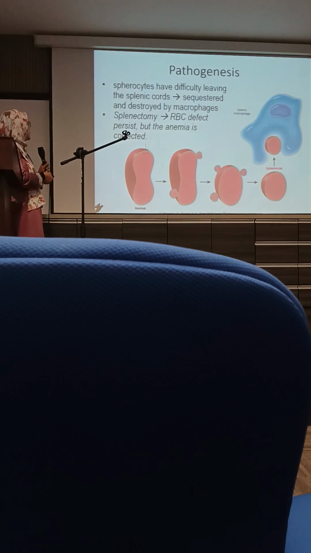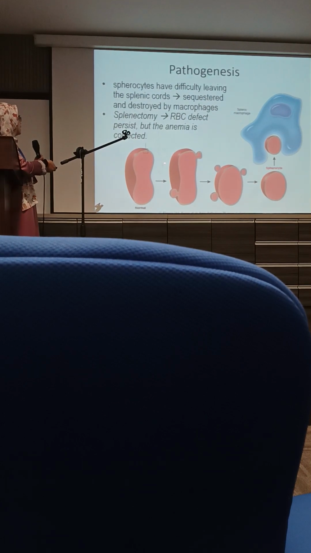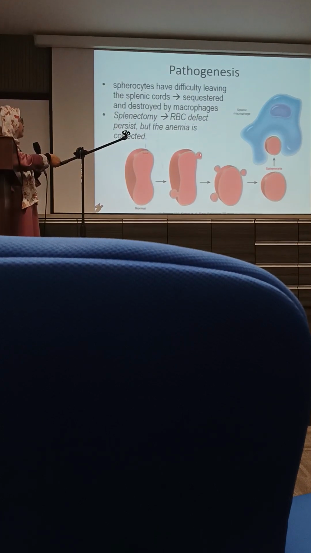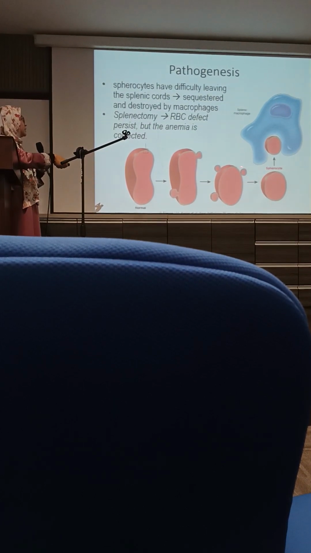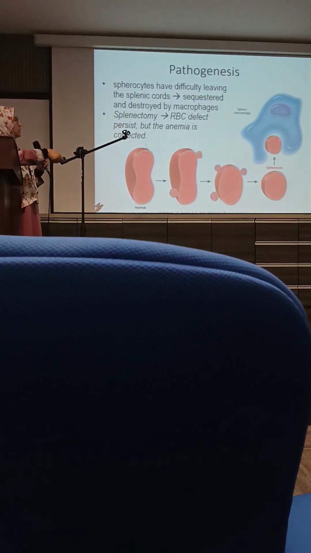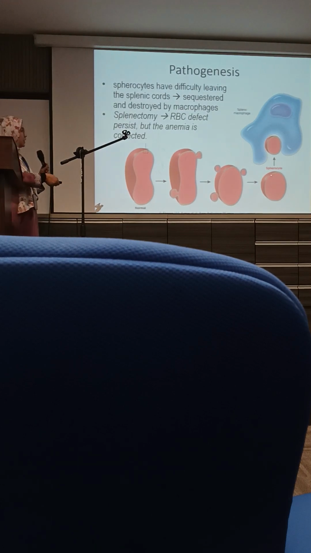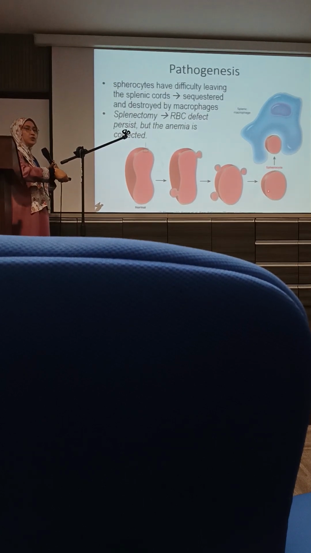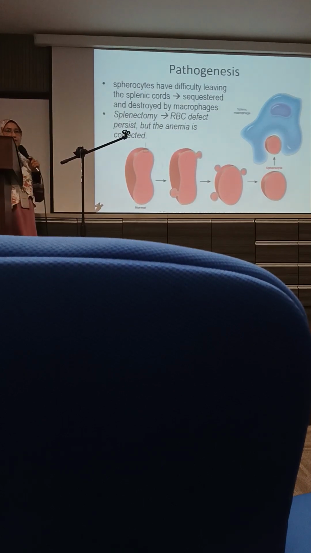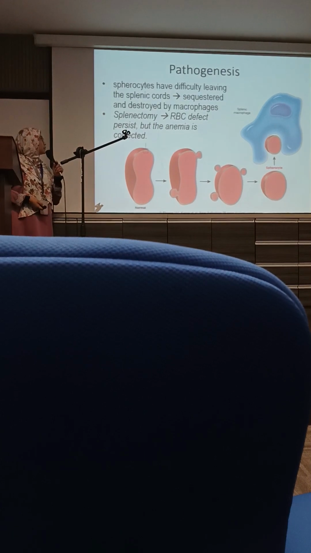So these spherocytes will have difficulty leaving the splenic cords. At first it is normal, but because of the defect, there will be a defect in the membrane. So the spleen will remove this defect and eventually it becomes spherocytes. Once it is a spherocyte, it will lyse in the spleen. If you look at the cell, it is smaller than a normal cell, and it is a sphere. So it is a microspherocyte. Small and spherical. So you can see microspherocytes in the blood film.